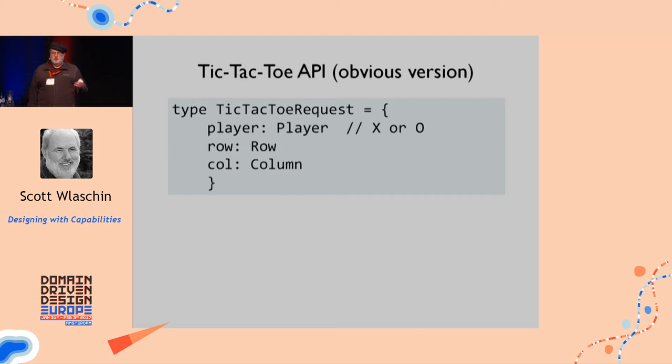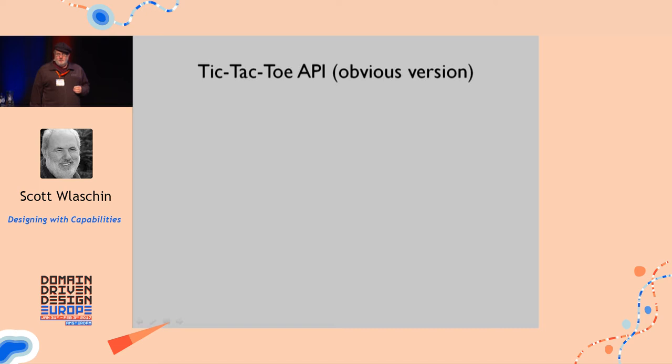So I say, OK, I'm player X, and I want to play in row 3 and column 3 or whatever. And this, by the way, is F-sharp syntax, but it's very similar to JavaScript or whatever. So I send this to the server. And what is the server going to respond? Well, there are 3 different responses.